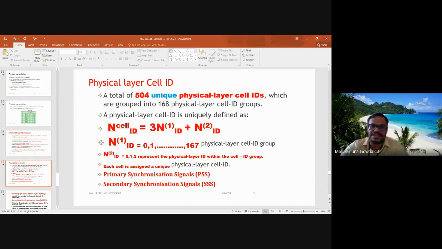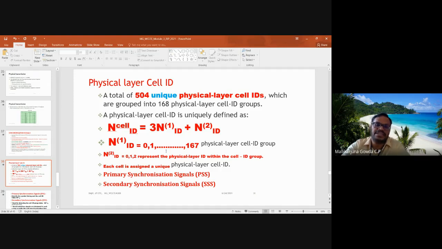That is why the second term is there, N(2) ID, which is 0, 1, 2. That represents the physical layer ID within the cell ID group. So 168 physical layer cell ID groups are there, and in that, the second term represents the physical layer ID within the cell ID group. You will get clarity on what this physical layer cell ID is.